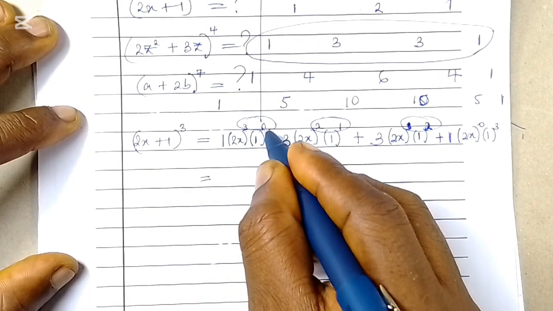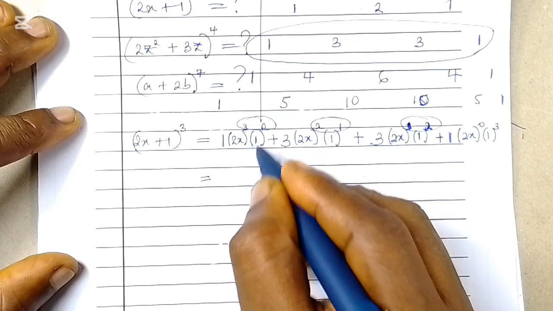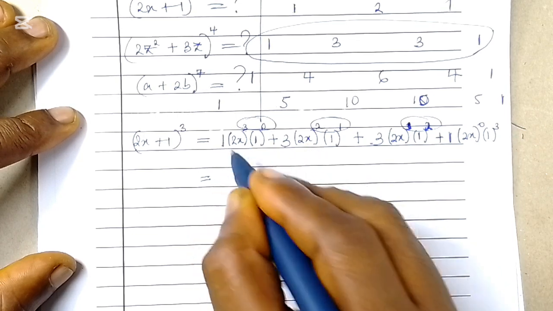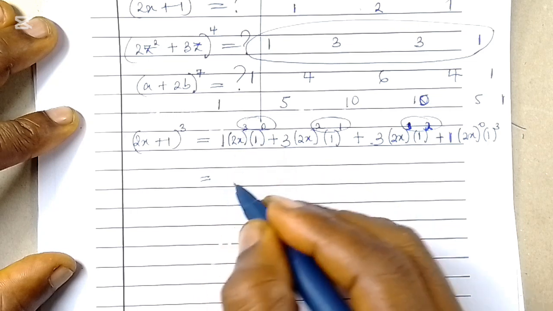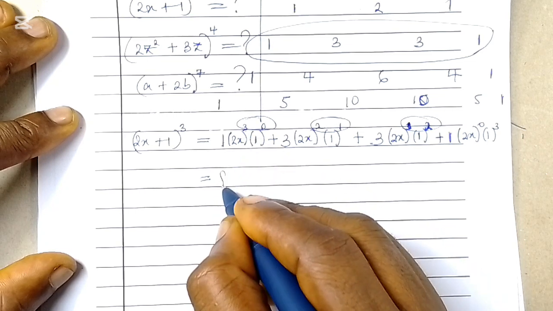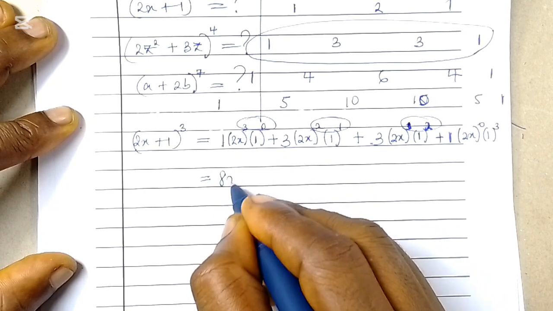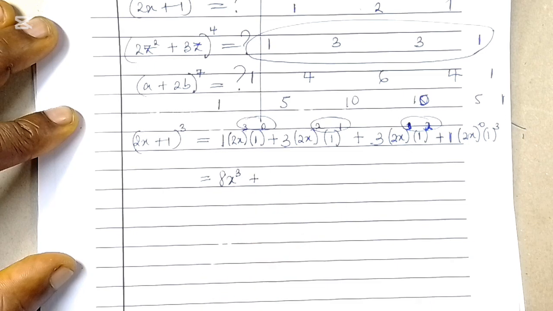So, anything raised to power 0 is 1. So 1 raised to power 0 is 1. 1 times this 1 will give you 1. And you would have 1 times 2x raised to power 3, by indices will be 2 raised to power 3, which is 8. 8x raised to power 3. So that will be the first term.